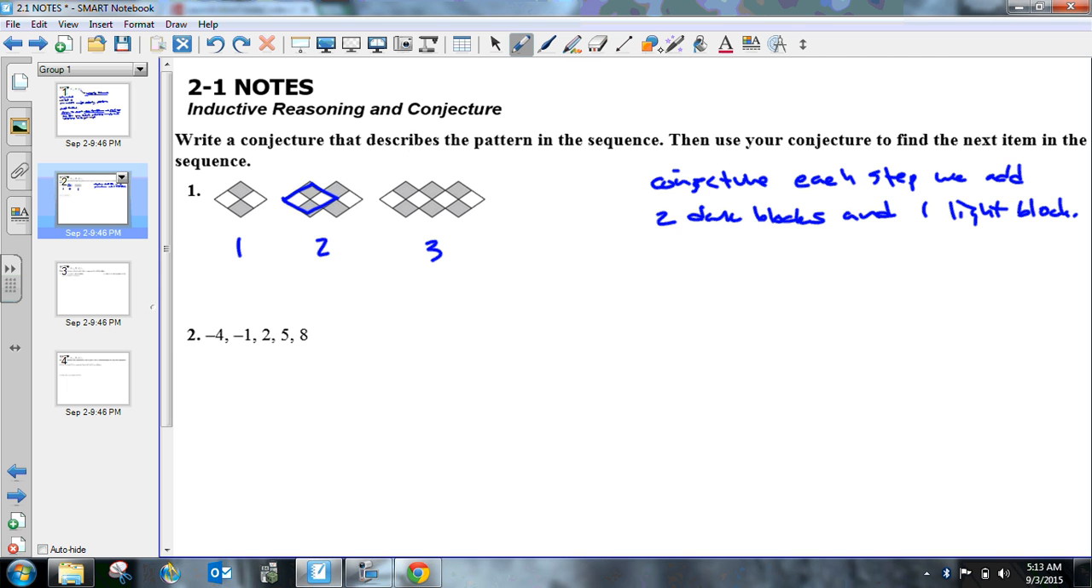Okay, so let's draw the fourth term in the sequence. I'm going to have my original, pardon my drawing, it may not be great. But I've got two dark, one light. I'm going to continue on with that and draw another. Oh god, this is just terrible. Okay, I'm going to draw another one.